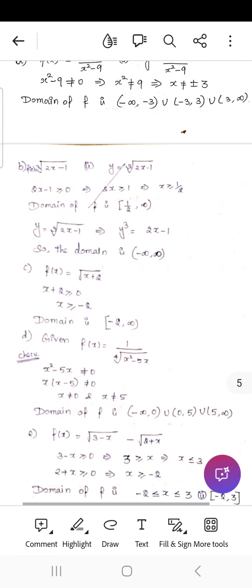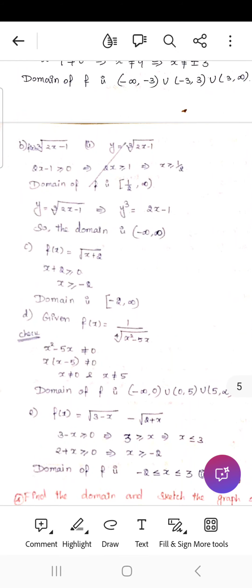The next problem is f of x equal to square root of x plus 2. For the square root of x plus 2, x plus 2 should be greater than or equal to 0, that is x greater than or equal to minus 2. Here minus 2 is the minimum value, the maximum value is infinity. Therefore the domain is the half open interval minus 2 comma infinity.